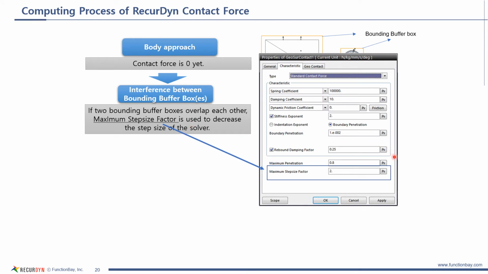If 2 is used as maximum step size factor, the current solving step size is divided by 2. If 10 is used, the solving step size is reduced to 1/10.